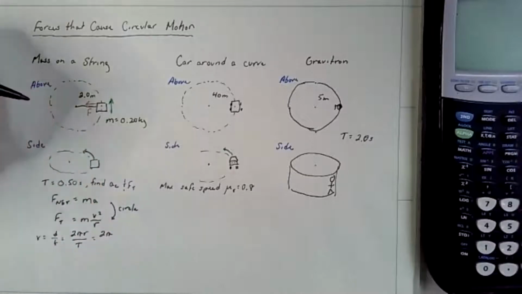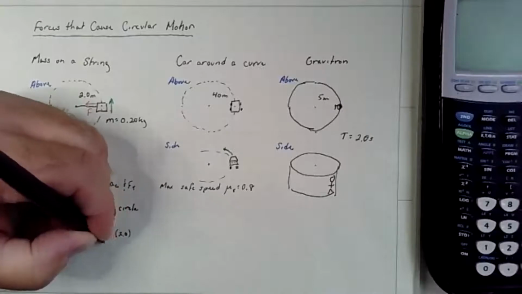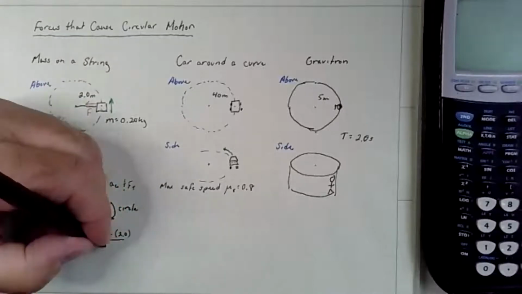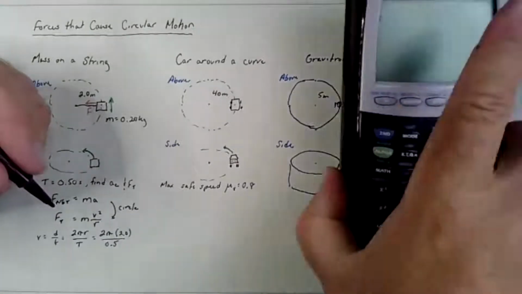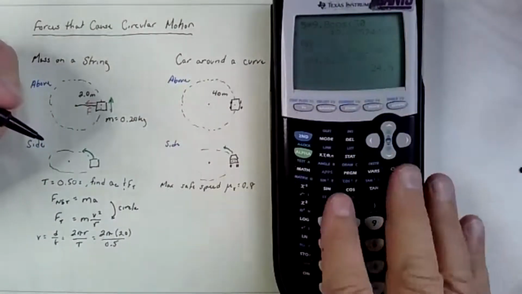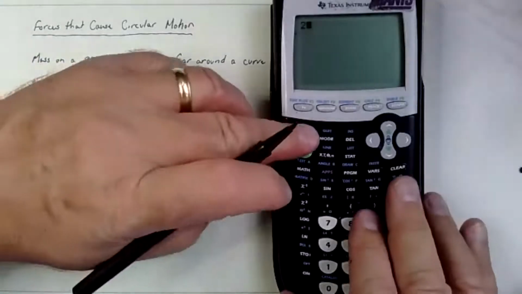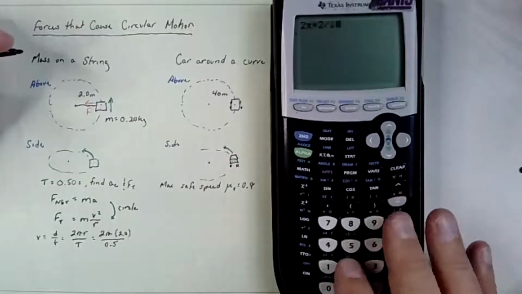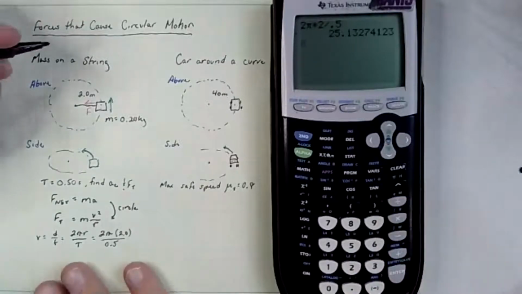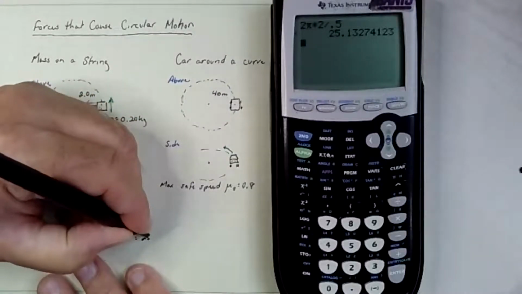So 2 times pi, and the radius is 2 meters. Divided by the time, and that was given as 0.5 seconds. Lots of 2's in this example. So 2 pi times 2 divided by 0.5. Okay, so I get 25.1 meters per second.